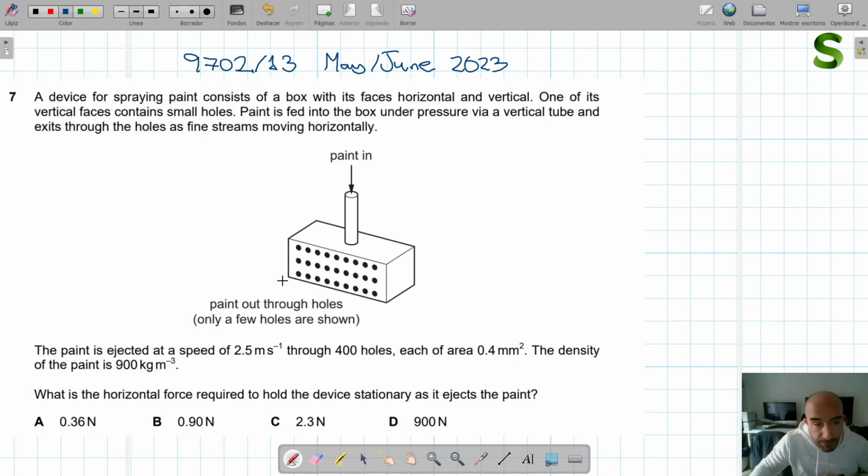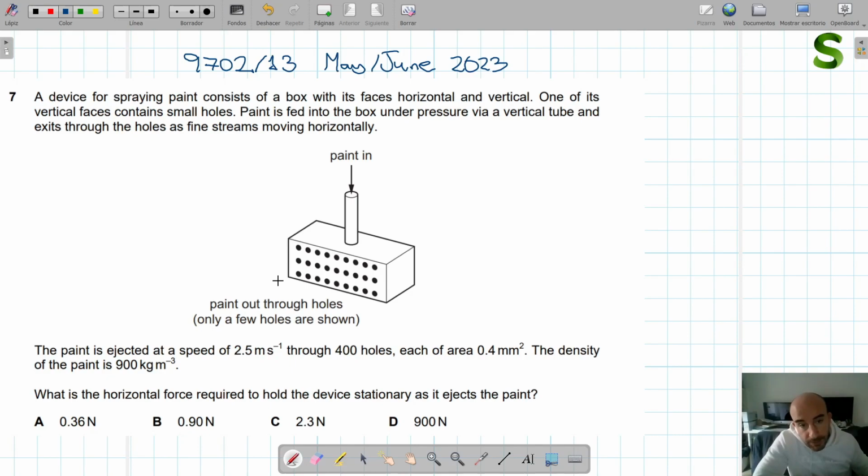moving horizontally. The paint is ejected at a speed of 2.5 meters per second through 400 holes, each of area 0.4 millimeters squared. The density of the paint is 900 kilograms per meter cubed. What is the horizontal force required to hold the device stationary as it ejects the paint?